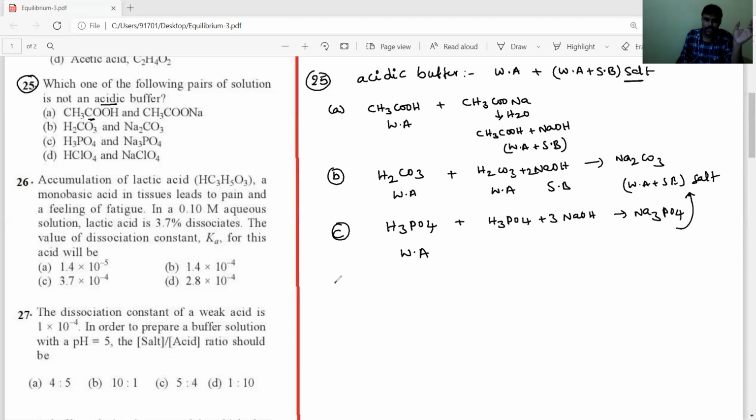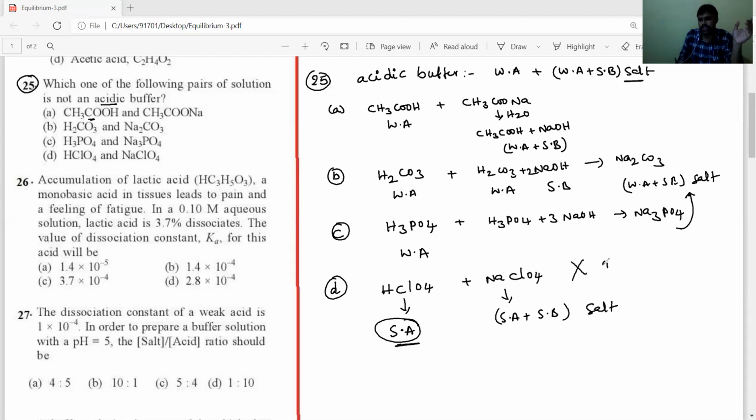But if you observe option D, HCl, hydrochloric acid, is a strong acid. Its corresponding salt NaClO4 is a salt of a strong acid plus a strong base. Okay, students, it is not an acidic buffer solution. It is not an acidic buffer. So the answer is option D.